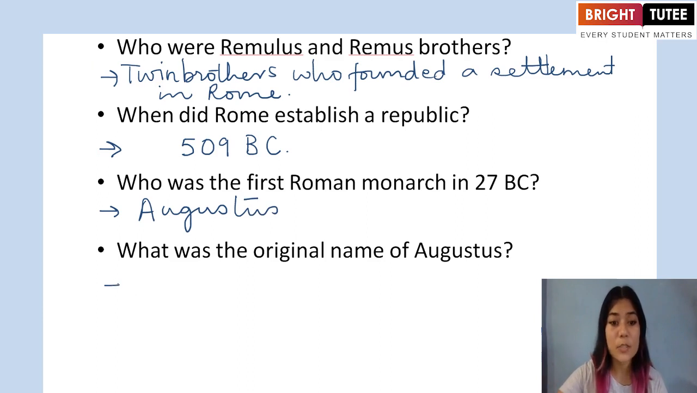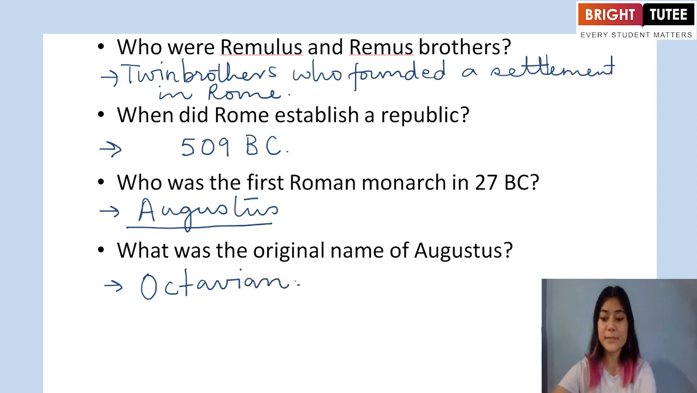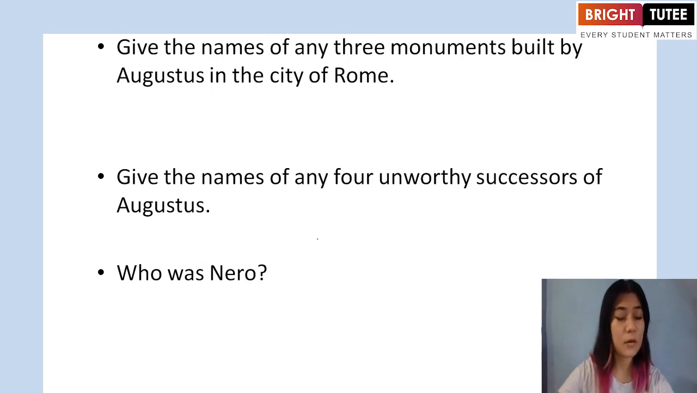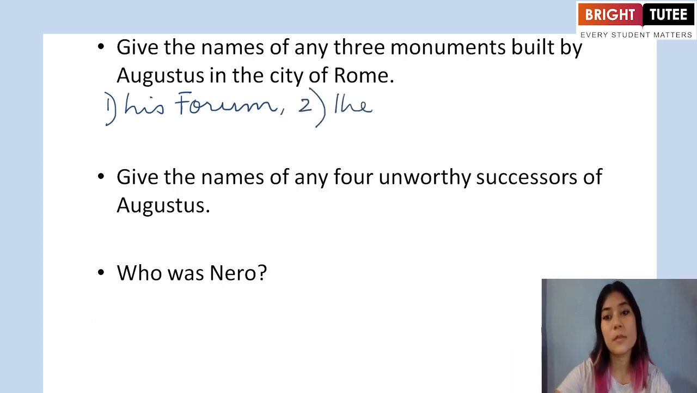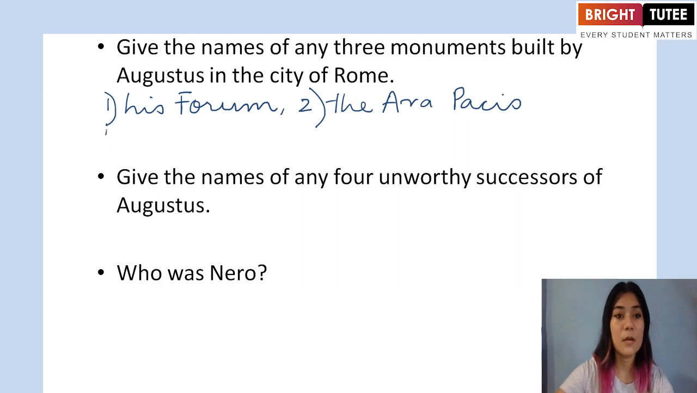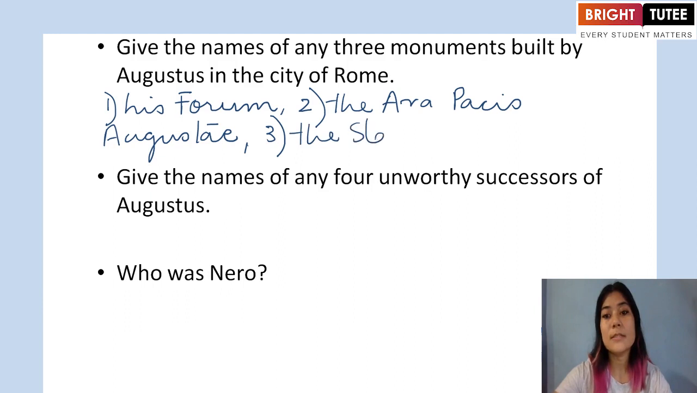The next question is also similar to the question that we have just answered. It asks, what was the original name of Augustus? So the original name of Emperor Augustus was Octavian. Alright. Moving on to the next question. Give the names of any 3 monuments built by Augustus in the city of Rome. Number 1, his Forum. Number 2, the Ara Pacis Augustae. And number 3, the Stagnum.